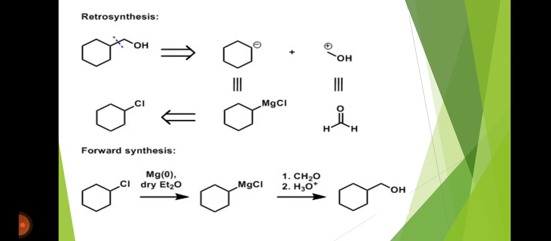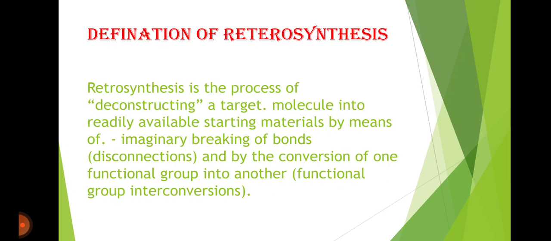What is forward synthesis? Forward synthesis is organic synthesis, the normal reaction, where A is converted to B and then converted to C. So here is the proper definition of retrosynthesis: the process of deconstructing a target into readily available starting materials by means of imaginary breaking of bonds, either by disconnection or by FGI. Here FGI means functional group interconversion.